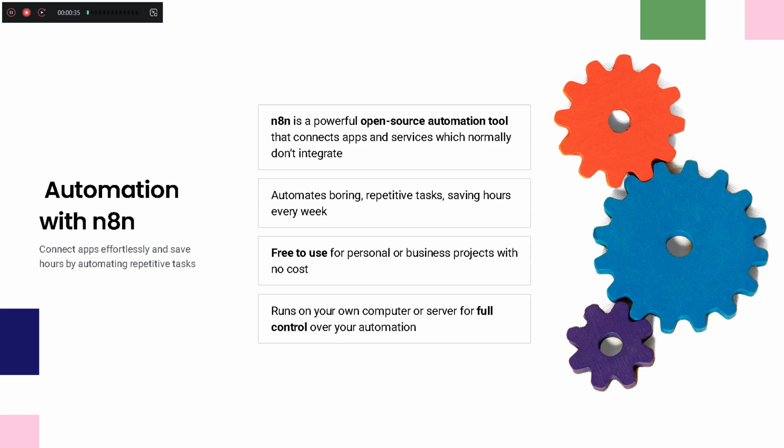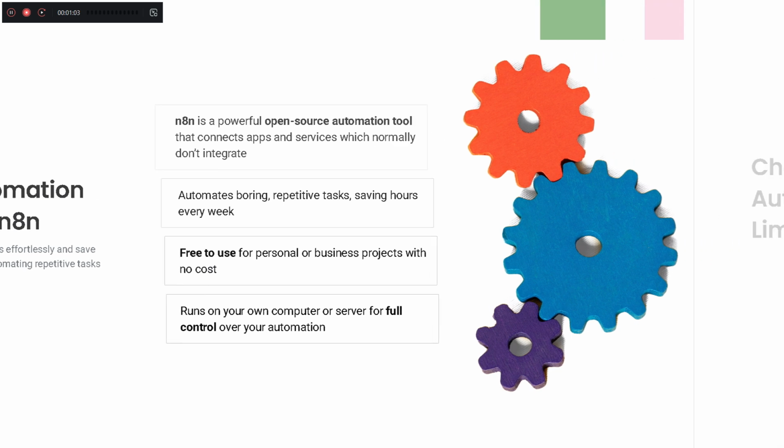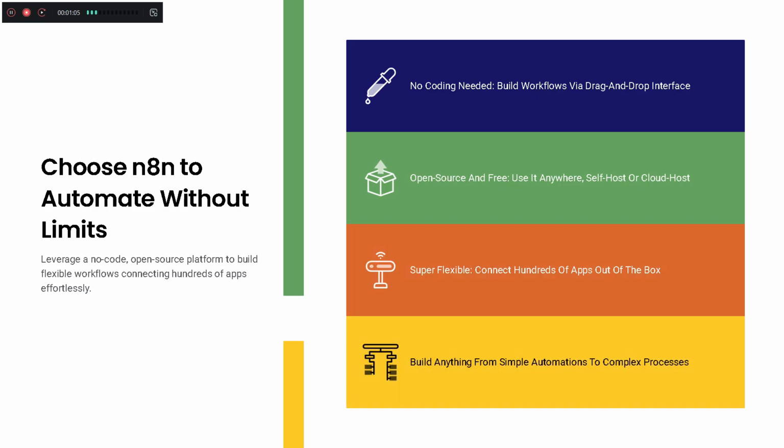N8N is a powerful open source automation tool that connects apps and services which normally don't integrate. It automates boring repetitive tasks, saving hours every week, and it is free to use for personal or business projects at no cost. It runs on your own computer or server for full control over your automation. But even though it runs in your own system, it is better to self-host N8N.